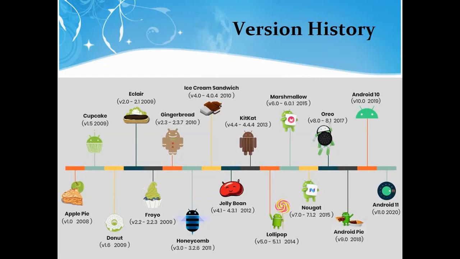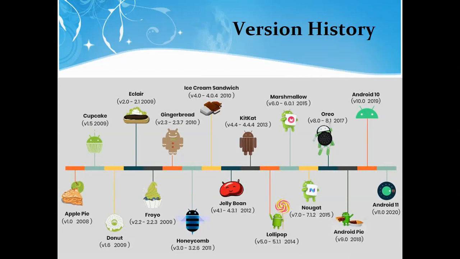Honeycomb was not available on mobile phones. It was only for tabs. Gingerbread was there on that phone which I showed you. The maximum the HTC Dream G1 can go was 2.3, which is gingerbread. Above that it cannot go. And most of you would have old phones which will not be able to upgrade. The maximum OS which is supported will probably be 4.0, which is ice cream sandwich.